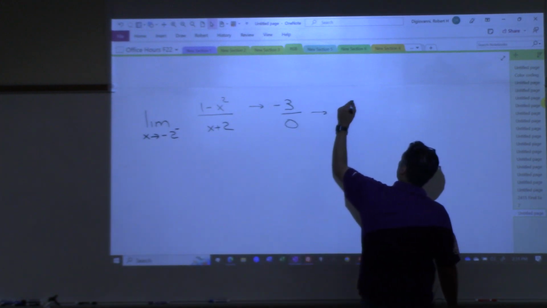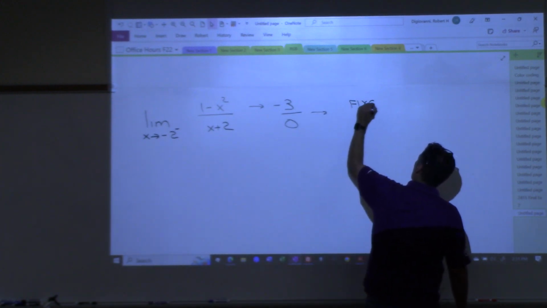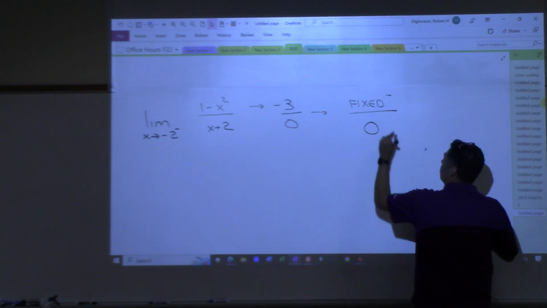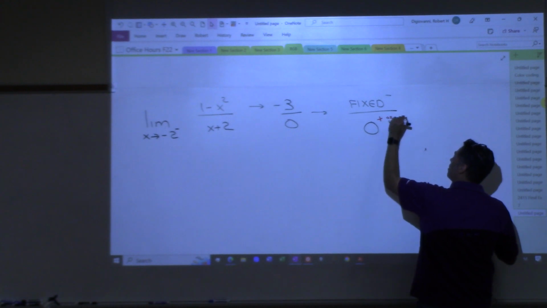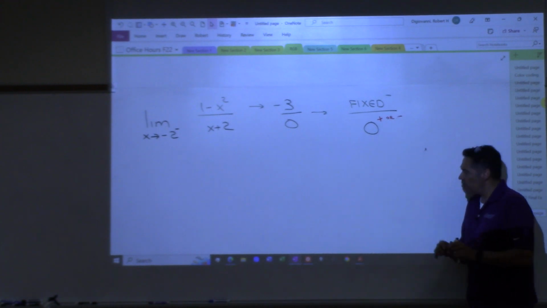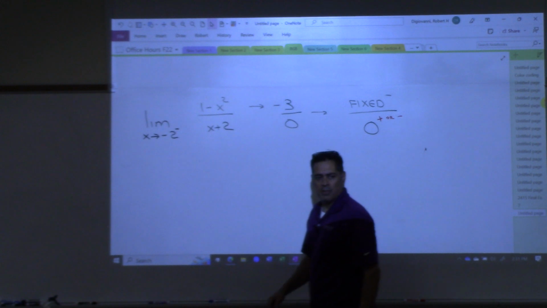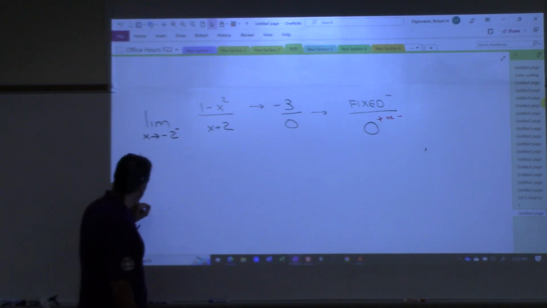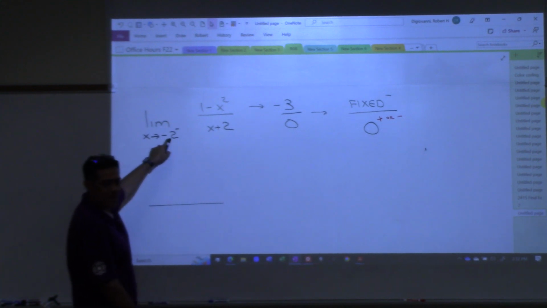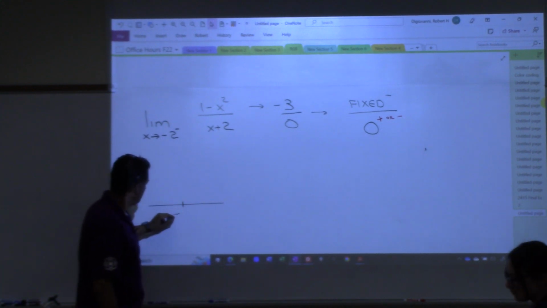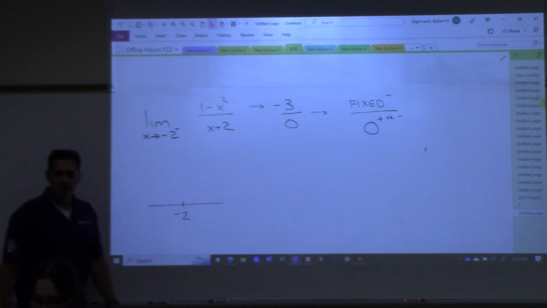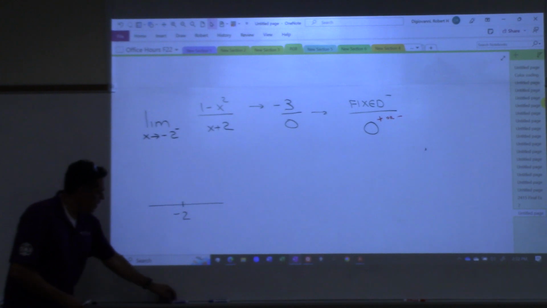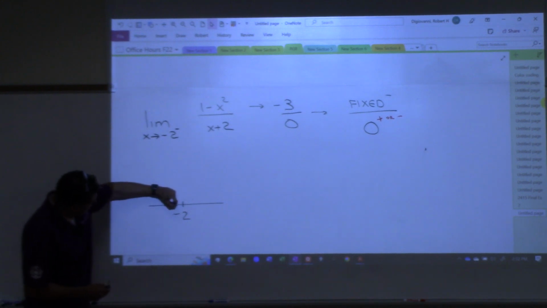So for here, we know this is fixed. We know it's a negative number. The bottom is headed to 0. We just don't know, is this a plus or a minus? Is it little tiny negative numbers or is it little tiny positive numbers? And so the way I'm going to determine that is to draw a number line. The place I'm approaching is -2. And I'm approaching from which side? The left. So that means I'm coming into -2 from here.